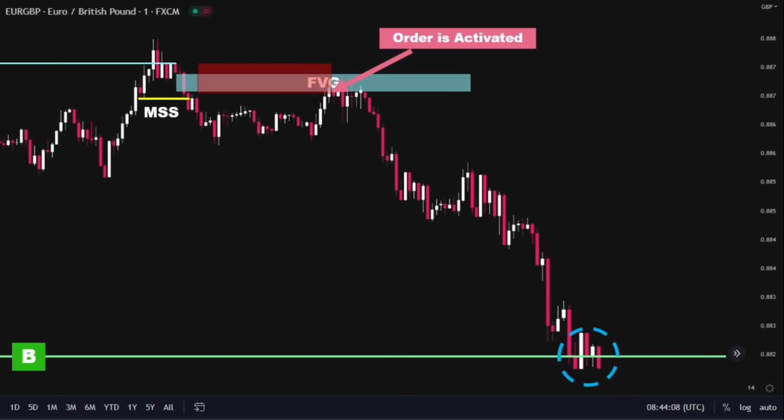Before using any trading strategies in your real account, you should backtest those strategies for almost 100 trades and at least 1 year. That's it, traders.